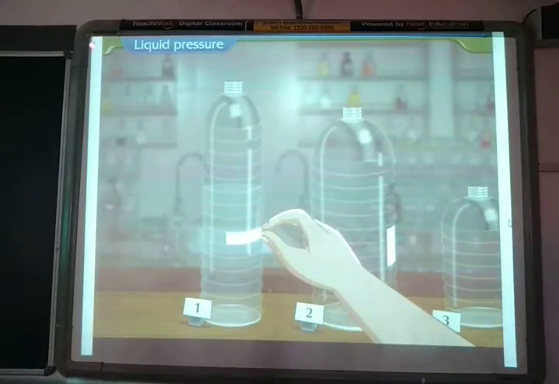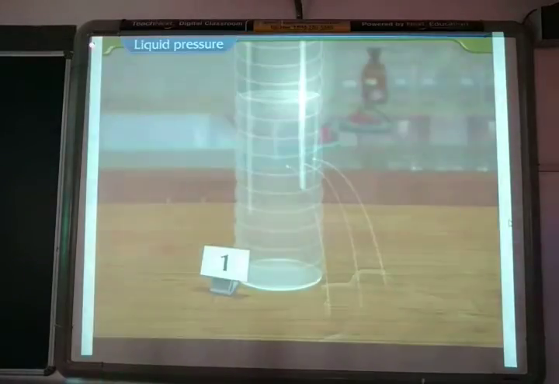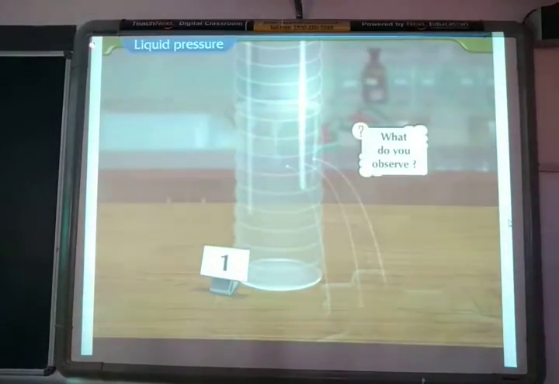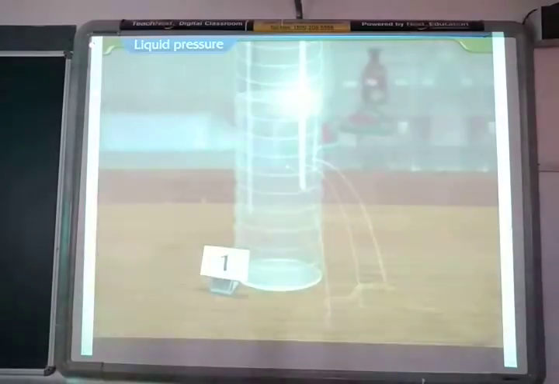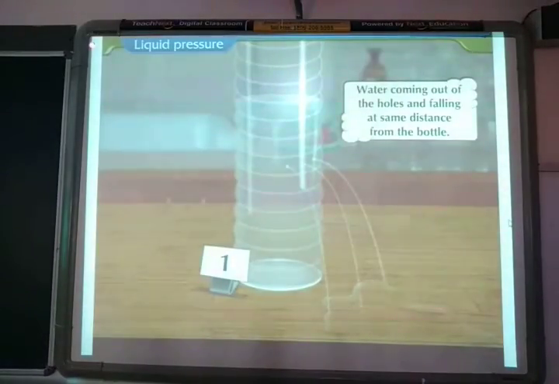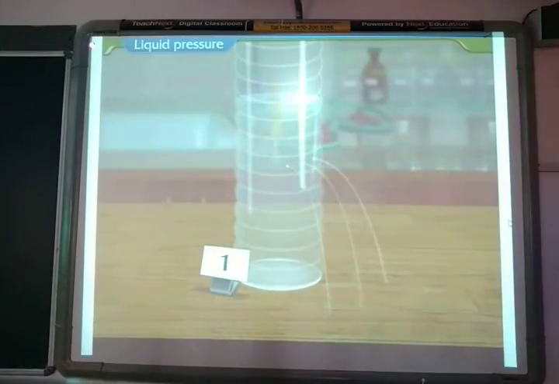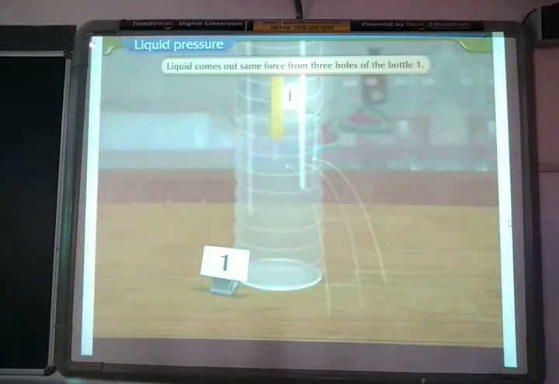Remove the tapes from bottle 1. Observe the flow of water from the holes. What do you observe? You will observe water coming out of the holes and falling at the same distance from the bottle. This is because liquid pressure at a given height is the same at all points of that level. Hence, liquid comes out with the same force from the 3 holes of bottle 1.